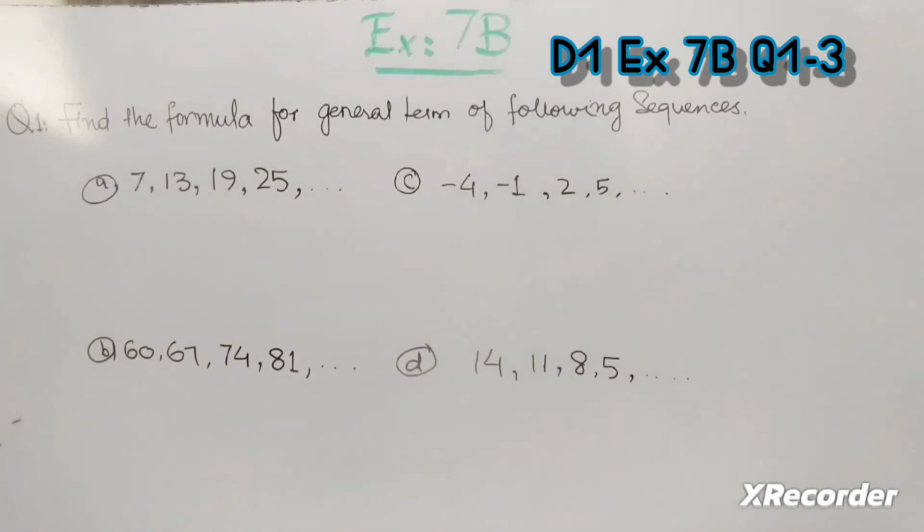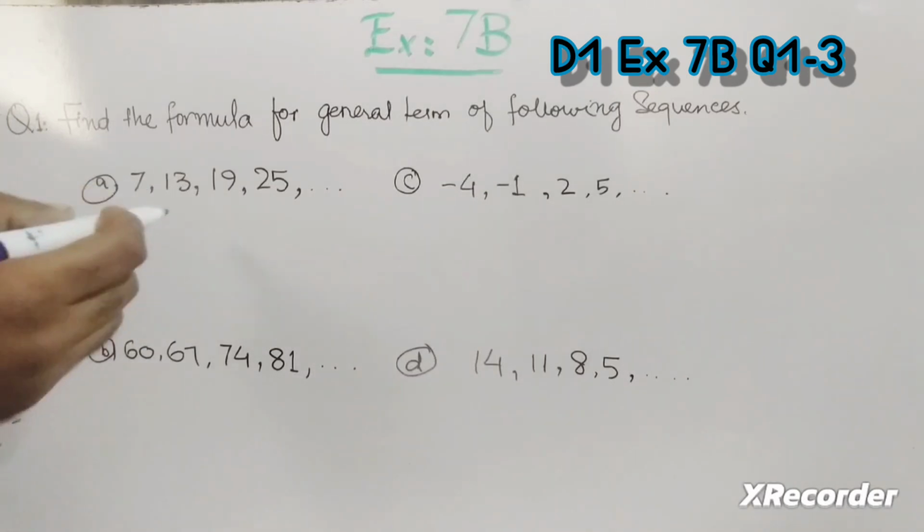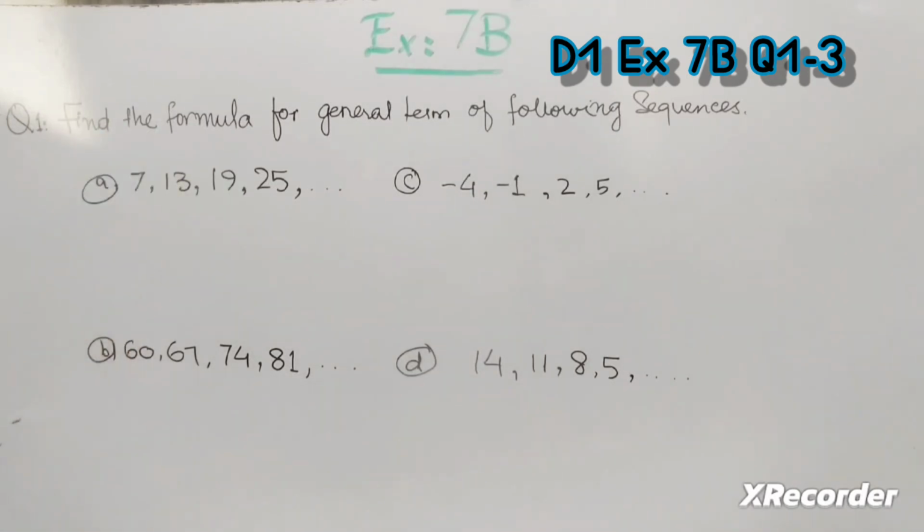Let's start with our exercise 7b of D1 sequence and series. Question number 1. Find the formula for general term of the following sequence. There are 4 sequences given. Let's start with the first sequence. First sequence is 7, 13, 19, 25 and so on.